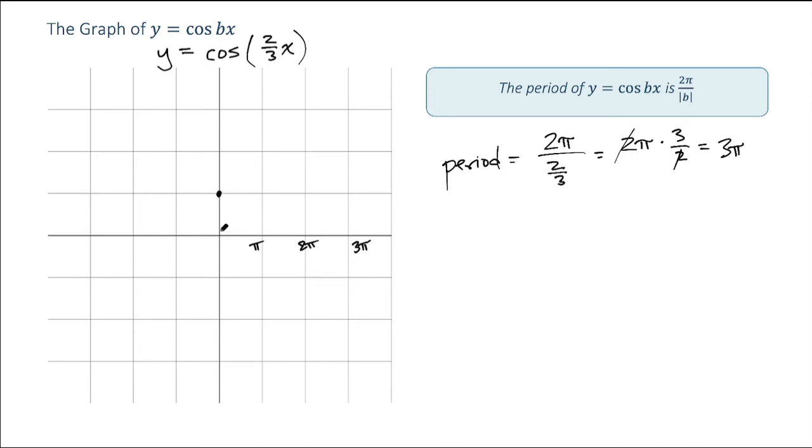So we're going to start at 1, and over at 3 pi, we're up at 1. Halfway between those, we're going to reach a minimum. So that's going to be down here at 3 pi over 2. And then halfway between maximum and minimum, we're going to have an x-intercept. X-intercept. And then we can draw our curve. And of course it continues.